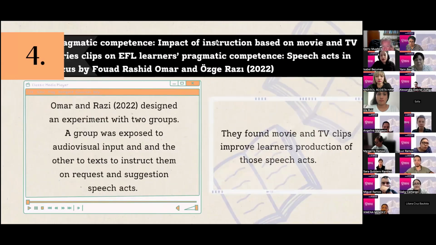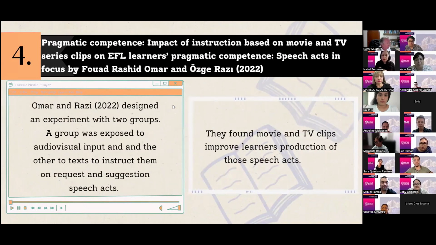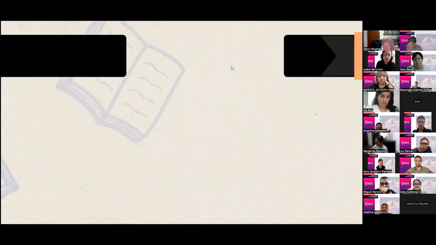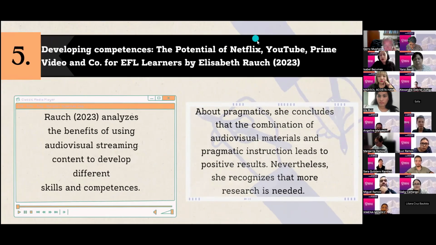The next one is about pragmatic competence. It was about the impact of instruction based on movie and TV series clips, focusing on speech acts. In this case, there was an experiment designed. One group was exposed to audiovisual input, the other was exposed to text. This was focused on request and suggestion speech acts, and they found that this input improved learners' production of these speech acts.